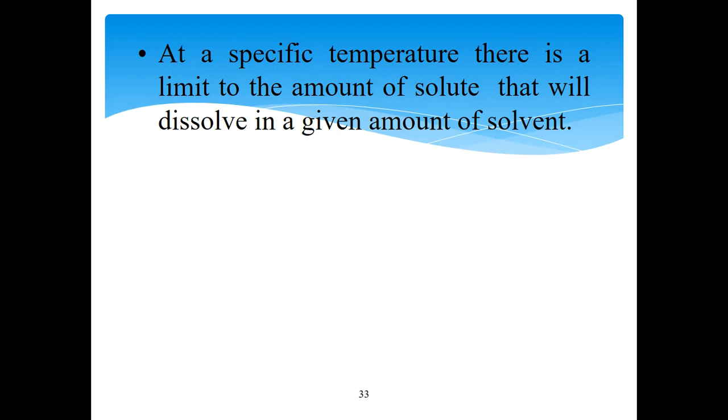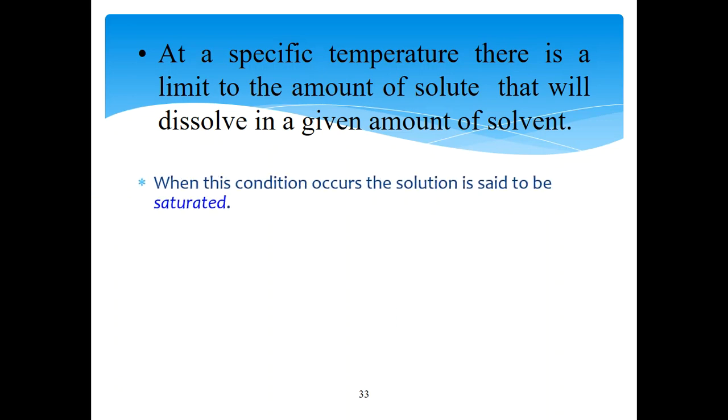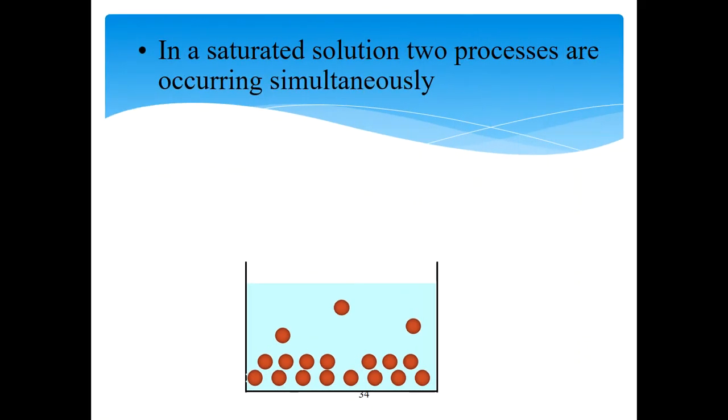And that is basically what we mean by the solubility of a solute in a solvent. It is the maximum amount of the solute that will dissolve in a fixed amount of solvent. Now, when we have this situation, the solution is said to be saturated. So a saturated solution is one where you have the maximum amount of solute in a fixed amount of solvent and it's dissolved, all right? So we call that a saturated solution, as I said before.